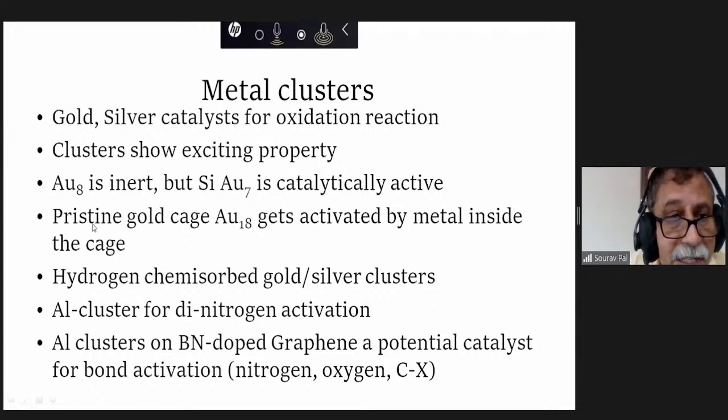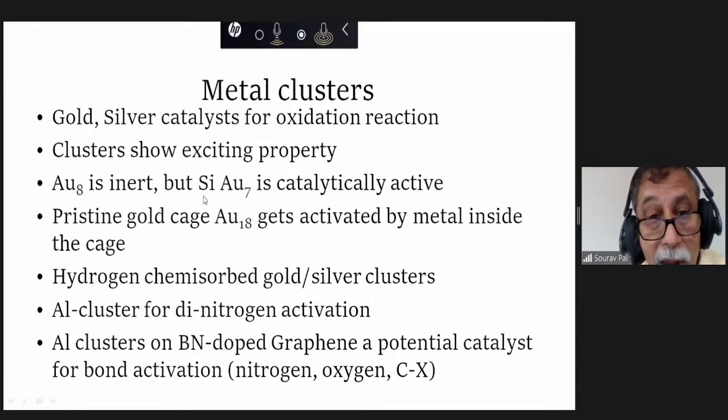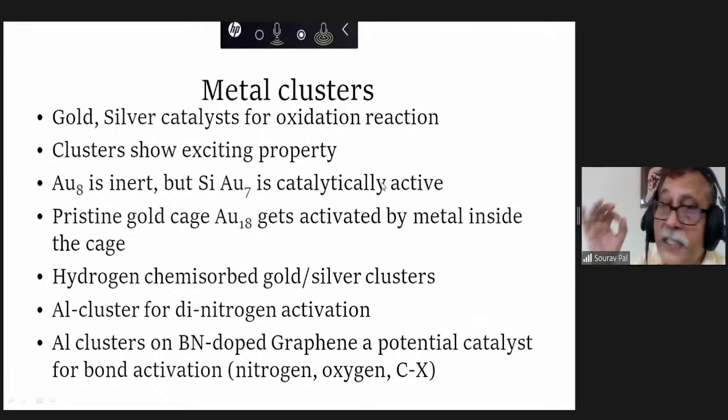One of the interesting catalysts is Au8, a very small gas-phase catalyst, but this is itself inert. But as soon as you replace one Au by a silicon atom, it becomes catalytic. And this is the beautiful thing about the cluster chemistry, that change of one atom completely changes the catalytic properties.